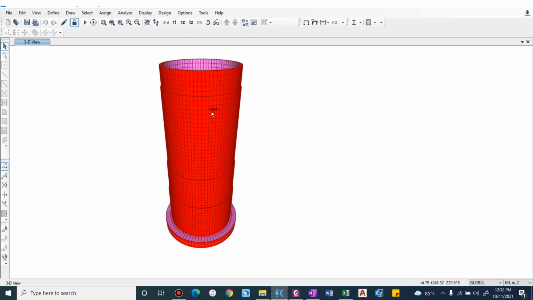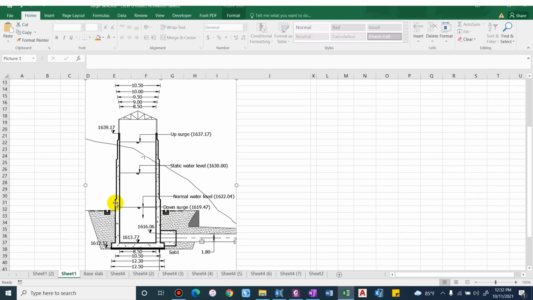Firstly we will compute the dead load, and for this I have prepared an Excel sheet, and this is the drawing that we are going to use for the modeling and analysis. This is a section of the water tank, and you can see the RL values. From this we can compute the height of the structure. Similarly, this is the water level, the maximum water level, and this is the minimum water level. These are the different factors we have to consider for calculating the water height. And this is the existing ground level profile.